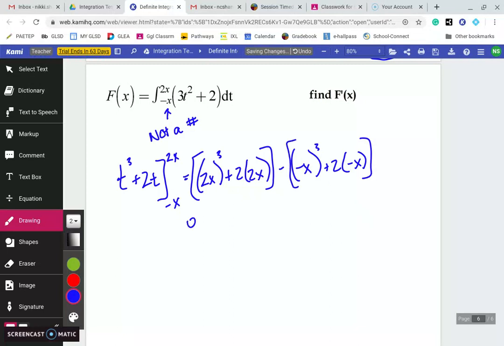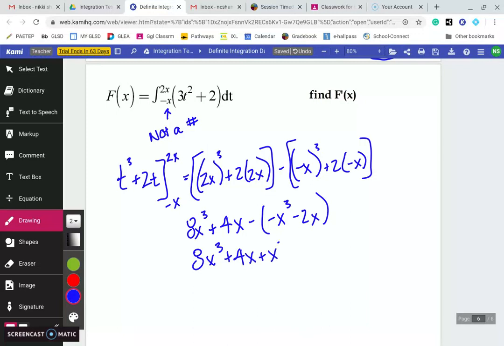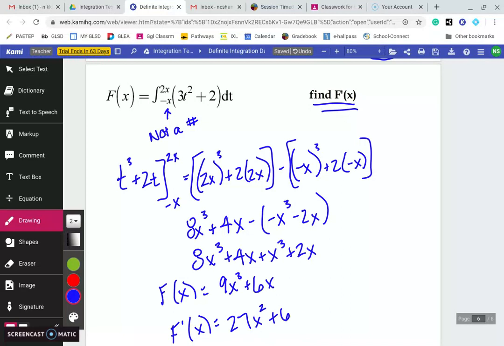So this becomes 8x cubed plus 4x minus -x cubed minus 2x. So I'm going to distribute that negative, plus x cubed plus 2x. So that's going to give me 9x cubed plus 6x. Now remember, all of this was just capital F of x. All I did was do the integration, but they're still asking me for the derivative. So my final step here is I have to take the derivative. So that gives me 27x squared plus 6.